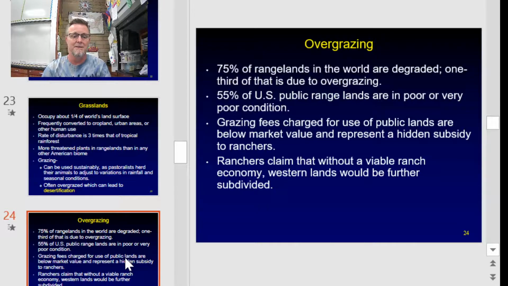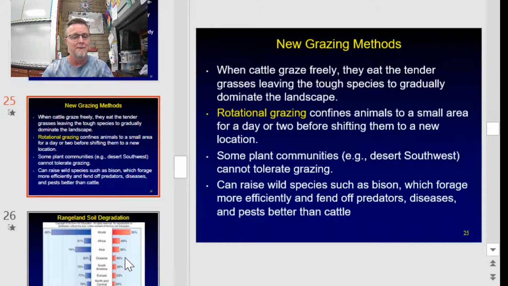Tragedy of the commons. Grazing fees charged for the use of public lands are actually below market value and represent kind of a hidden subsidy to ranchers. So they're not even having to pay heavy fees to put their cattle out in these fields. Ranchers claim that without a viable ranch economy, well, the western lands would be further subdivided and, well, people probably wouldn't like the price they were paying for meat.